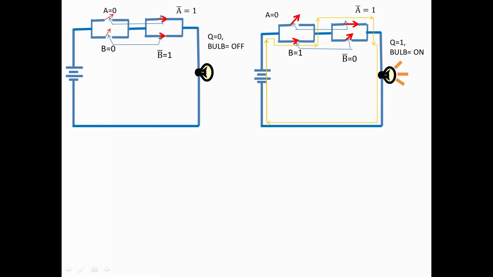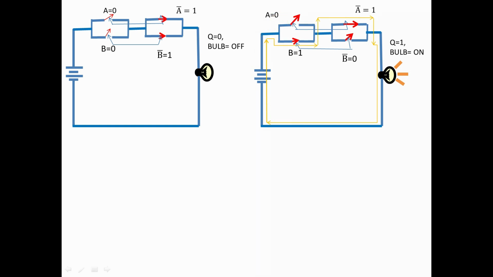For the first case, A equal to 0 and B equal to 0. Then these two switches are opened. Then there is no path to flow the current to the bulb. Then the output is 0. That bulb is in the off state.